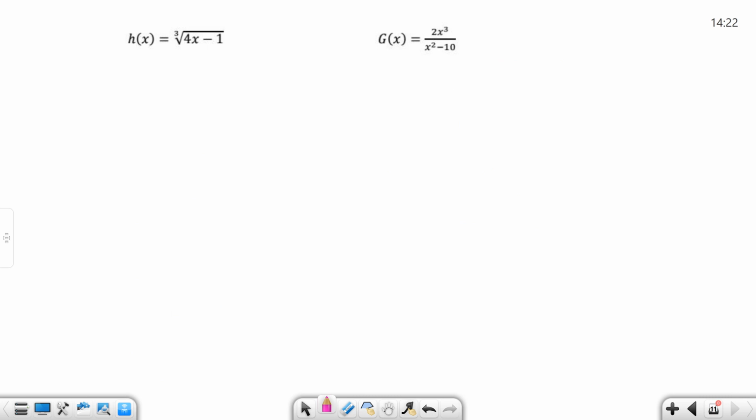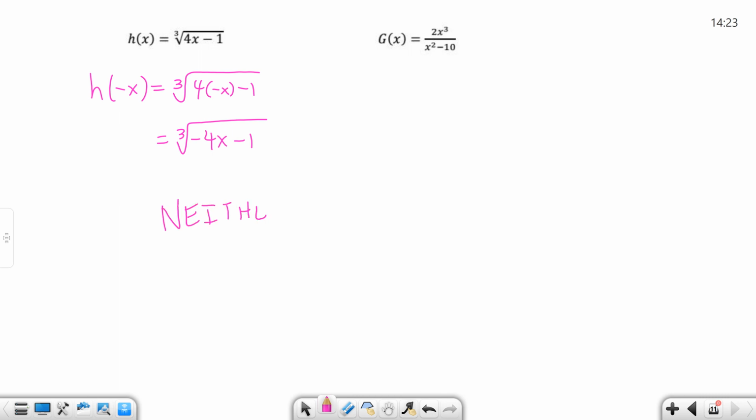All right, little h of x, cube root of 4x minus 1. So little h of, what do we check it with? Negative x. So cube root of 4 times negative x minus 1. So this is going to be the cube root of negative 4x minus 1. If I try to bring a negative outside of that, that's 4x plus 1. And that's not the original function. It's not a negative out front. So that one is neither. All right.